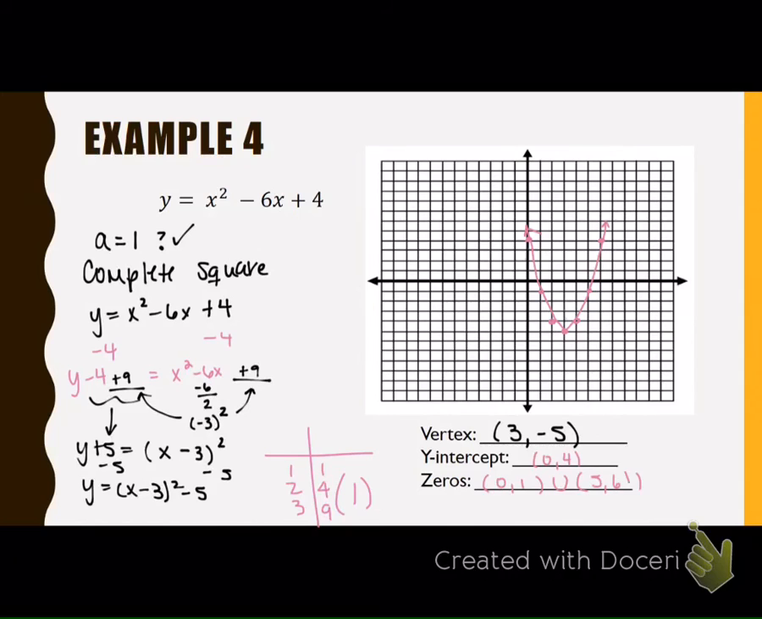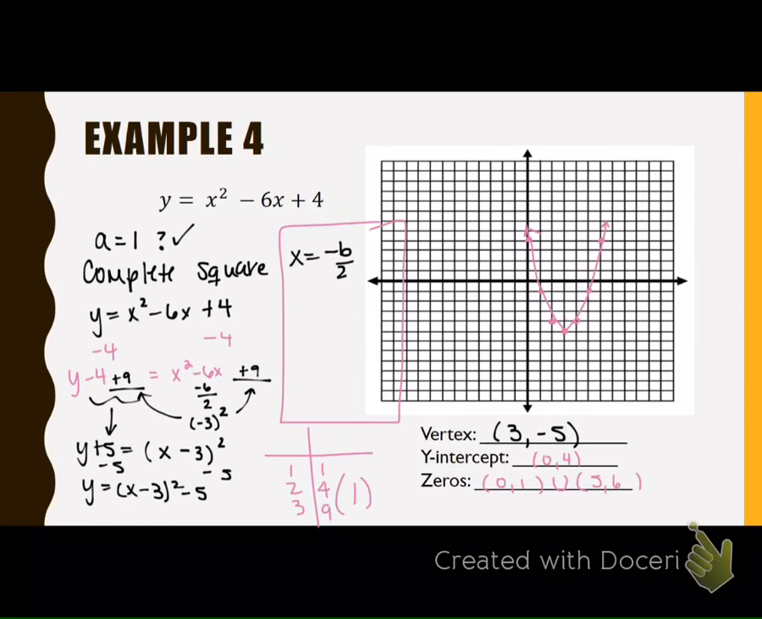Okay, before we do this, I want to check to make sure that we would get the same vertex if we used x equals negative b over 2a. So opposite of a negative 6 is 6, and then our a value is 1. So that is 3. Did we get an x value of 3? Yeah. Okay, if I substitute that in, you substitute it in.